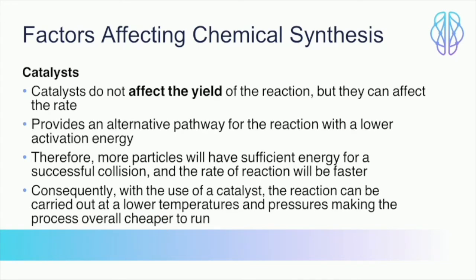So the last thing that can affect the chemical synthesis pathway is the use of a catalyst. So firstly, what is a catalyst? A catalyst is something that speeds up or makes a reaction more efficient by increasing the reaction rate, but does not directly participate in the reaction itself. So it's neither consumed nor used. Catalysts do not affect the yield of the reaction, so they do not directly help you make more of your product. What they can do is affect the reaction rate.